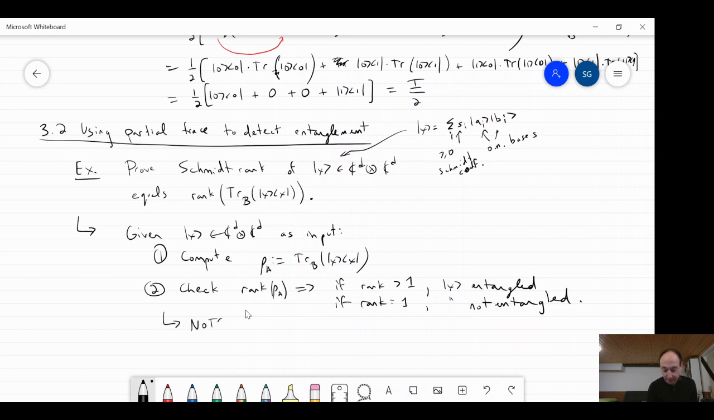Note, this only works for pure states. So in particular, this trick doesn't work for mixed states. So here's a cute little challenge.